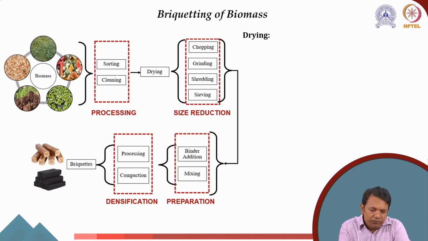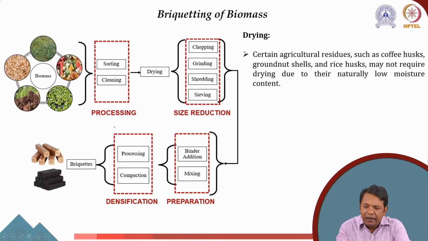Now once the biomass is sorted and cleaned, then we have to dry it. Now why do we dry it? We can do the drying after sizing also. So again, as I said, there are different ways. You can put a drying unit here, you can put drying here, or you can put drying here. Anyway, you can do size reduction first or you can do drying first.